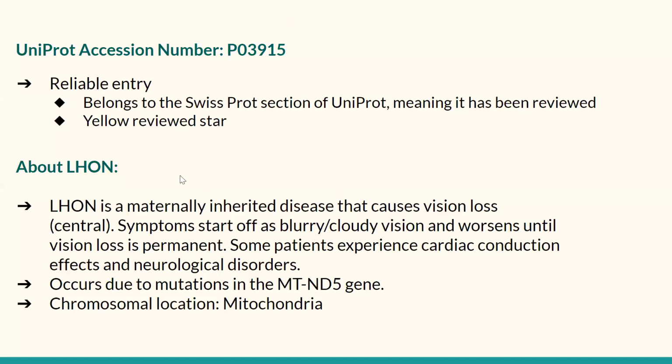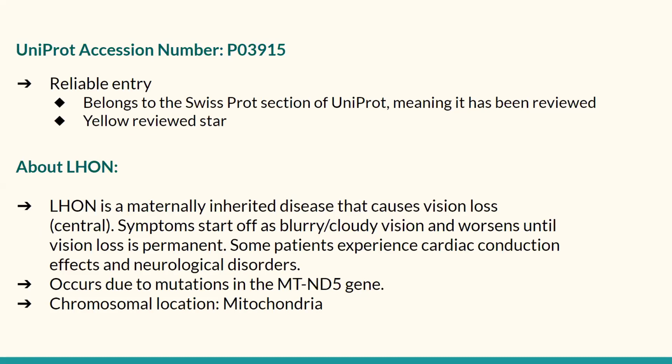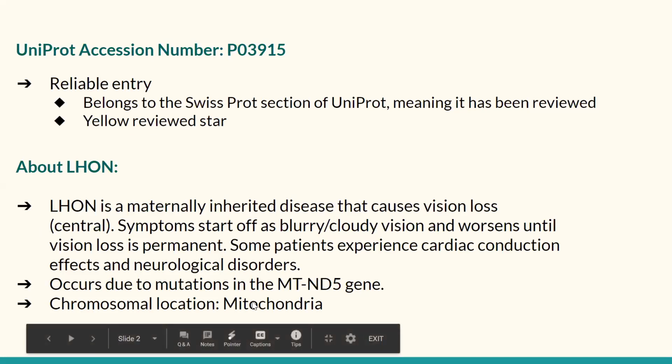About this disease, LHON is a maternally inherited disease, which means that there's a mitochondrial pattern of inheritance, and this means that females with the mitochondrial DNA mutations will pass it down to their children because only egg cells contribute mitochondria to the embryo. This disease causes central vision loss, and symptoms start off as blurry and cloudy vision, and it worsens until vision loss is permanent. Some patients also experience cardiac conduction effects, which are irregular electrical signals that control the heart, and neurological disorders. This occurs due to mutations in the MTND5 gene, and the chromosomal location is in the mitochondria.